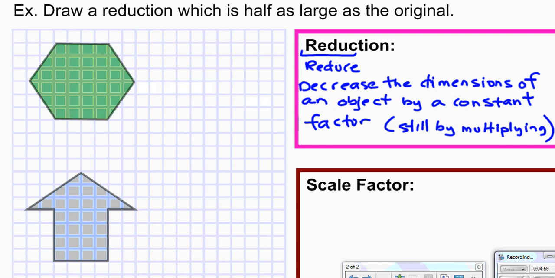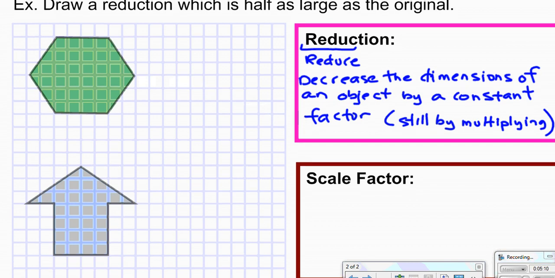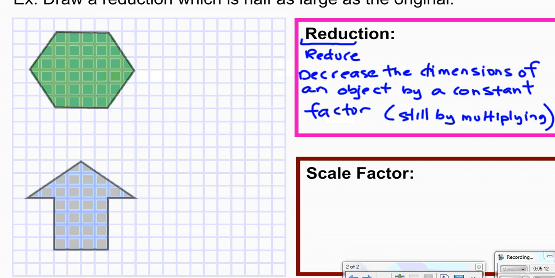So it is still utilizing multiplication. You will still be multiplying by a factor, but now the factor will look a little different, and we'll talk about that in a minute. And so then the next one we need to talk about is scale factor.